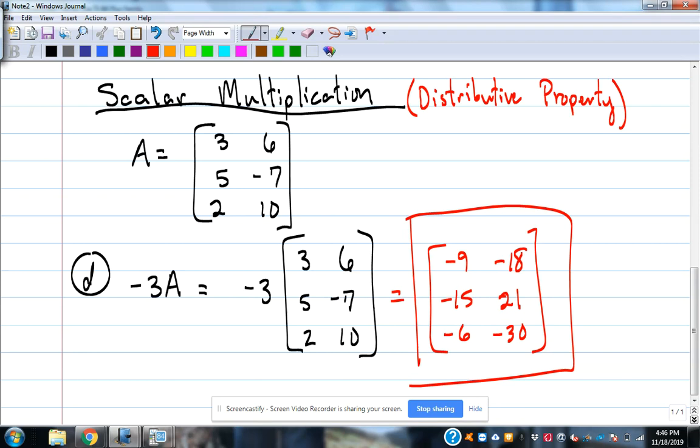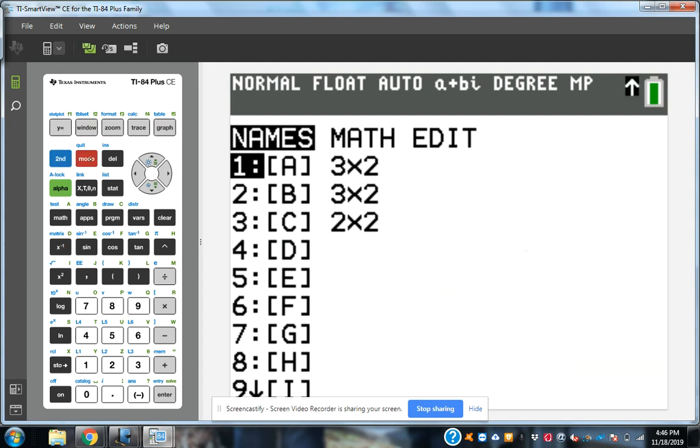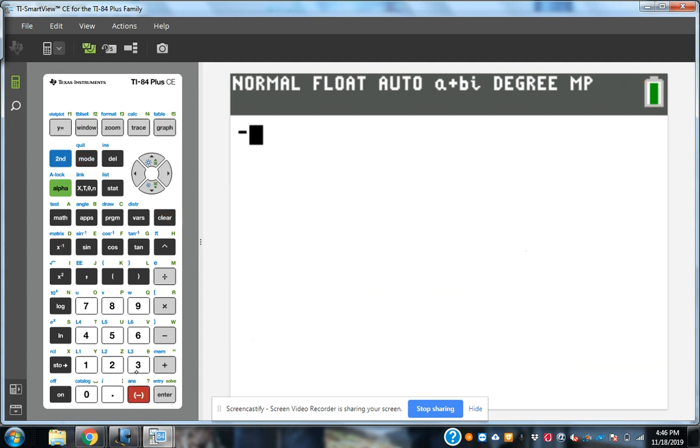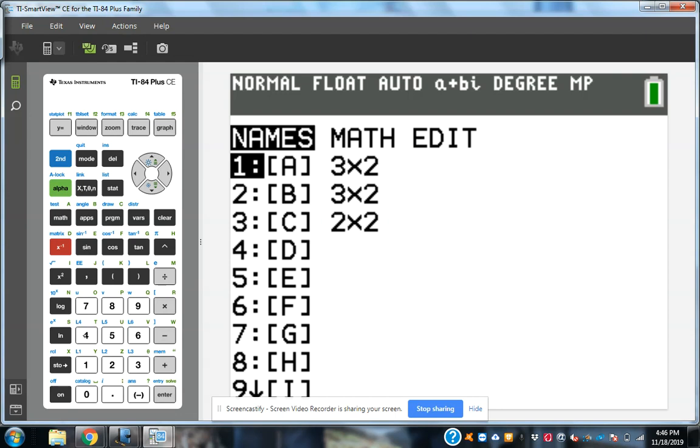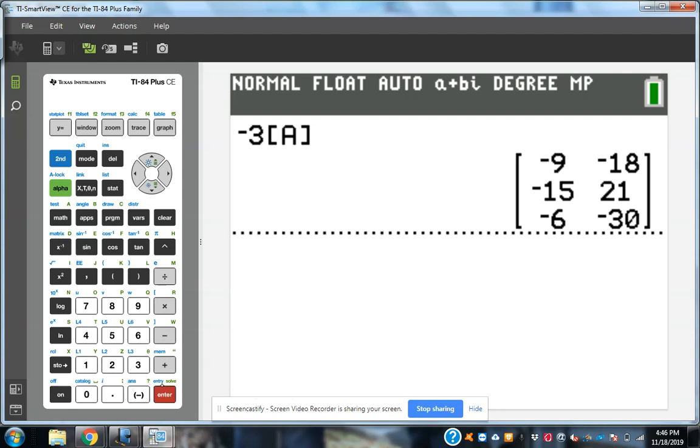Maybe you don't know your multiplication tables quite as well as I do, and that's quite okay. On your calculator, you can just go negative 3, second matrix, pick up the one you want to do that to, and there it punches it out for you. Scalar multiplication, it's distributive property. It's one of those things I normally don't do with the calculator unless there's like fractions involved and I just don't feel like working it out, or if it's really large numbers and I don't know my multiplication tables for those numbers too well. So just be mindful of that.